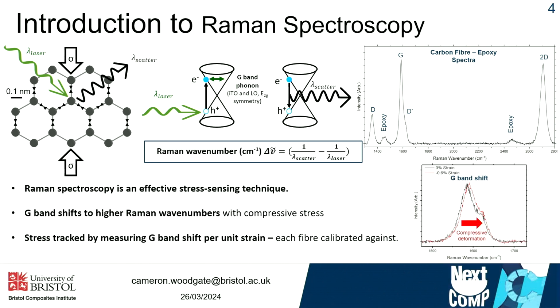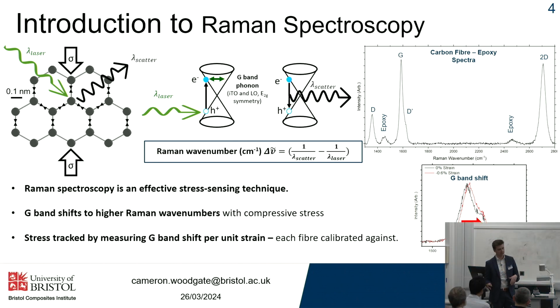And we're mainly interested in what we call the G band, which is the band due to the graphitic structure of the carbon. And we know that this will shift to higher Raman wave numbers when we compress the bonds in the graphite, and we can track this shift in the G band and relate that to strain, and then we can use that shift to calculate stress in our fibers. So Raman spectroscopy is a very effective stress sensing technique for graphitic materials in particular.